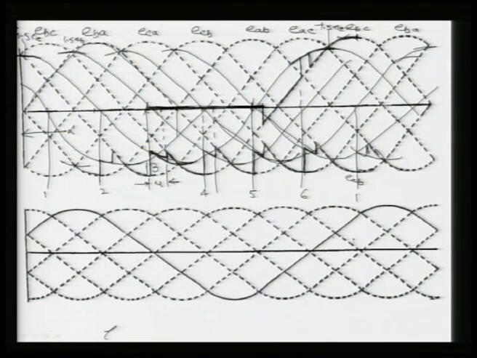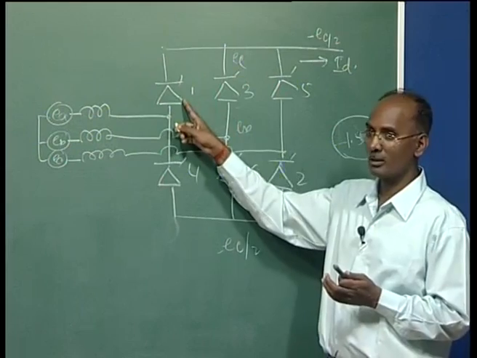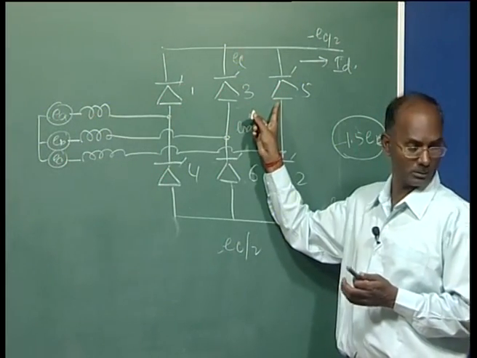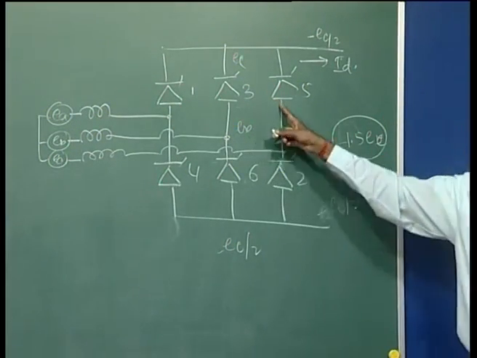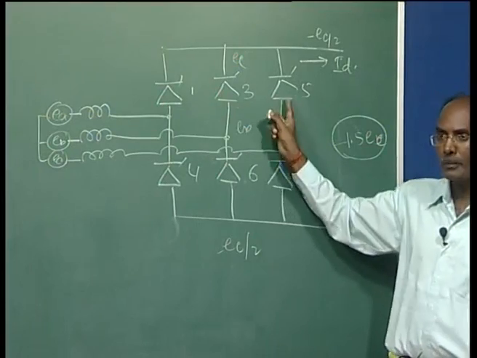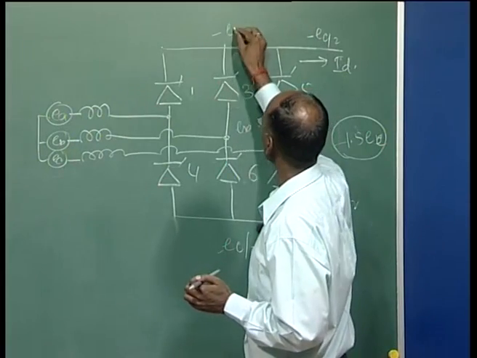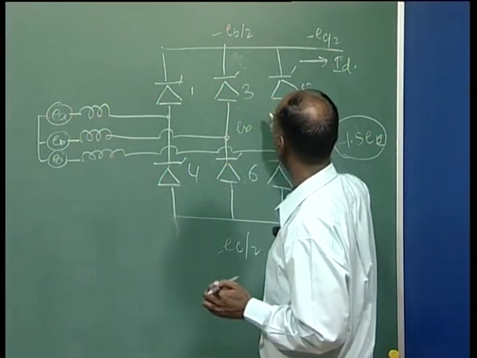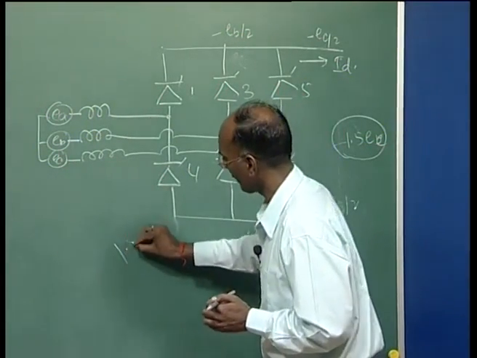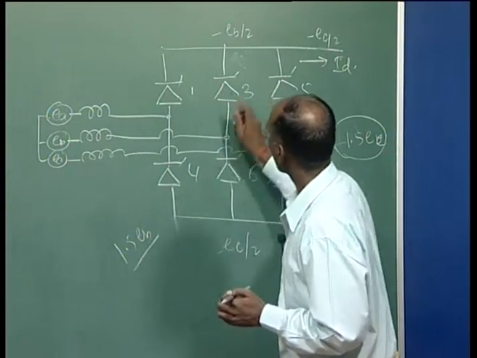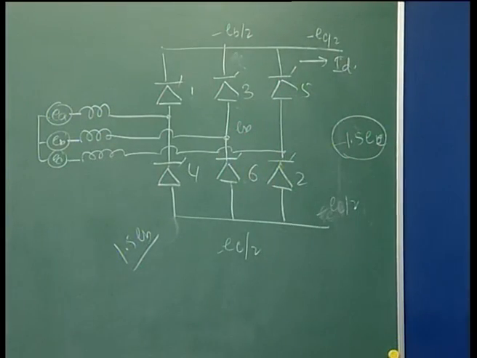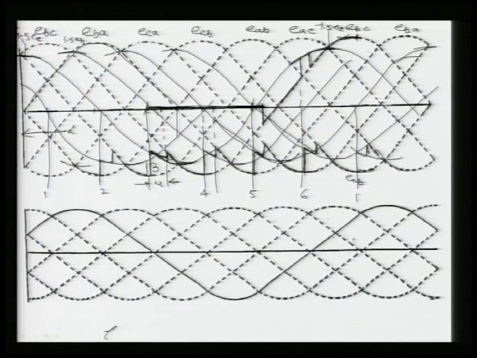Now, let us see, 1 here, and your 5th is conducting. Now, which one is conducting? 1 and 5th commutation will be there. So, now we are going to have here A and C, it is minus E b by 2, here E b. So, we are going to have 1.5 E b across this. So, 1.5 E b is this one, you can see this will be positive.